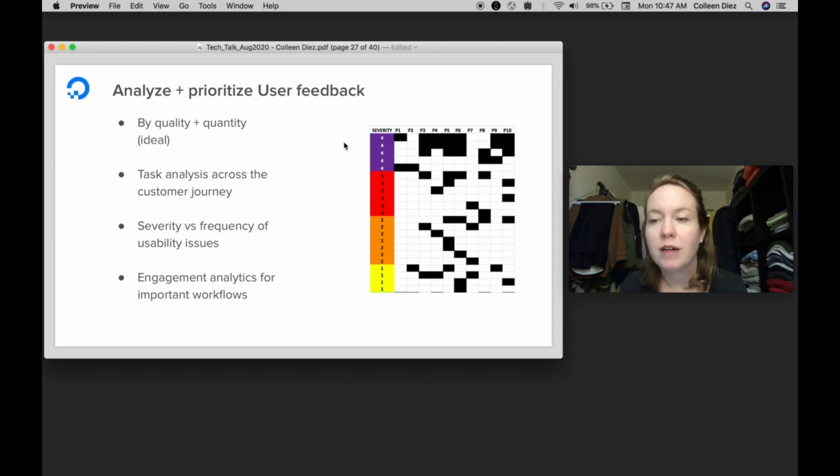And the worst severity would be a critical issue that is essentially blocking a user from accomplishing their task. And it can go all the way to something not nearly as critical or severe, or something that might be cosmetic, which might not even be a usability issue at all. So that would be much lower priority. You can also take a look at engagement analytics for important workflows, and you can also look at usability issues for those important workflows as well.